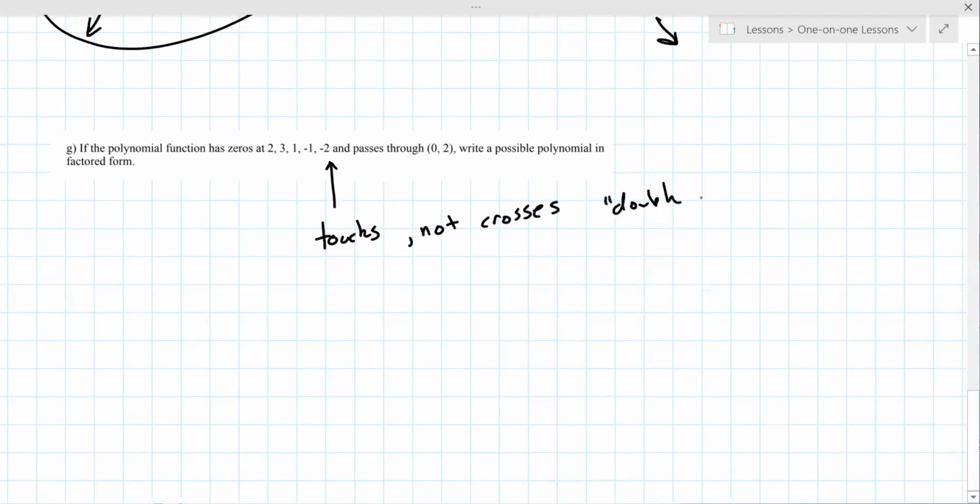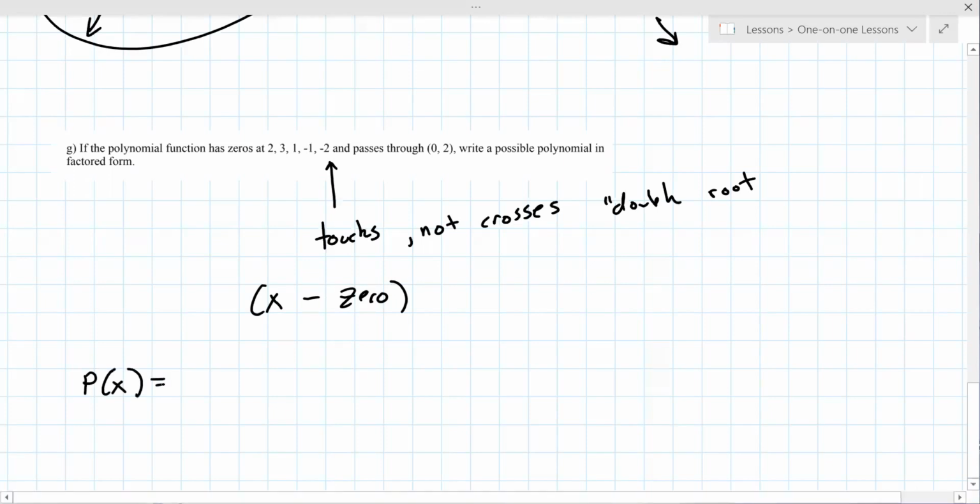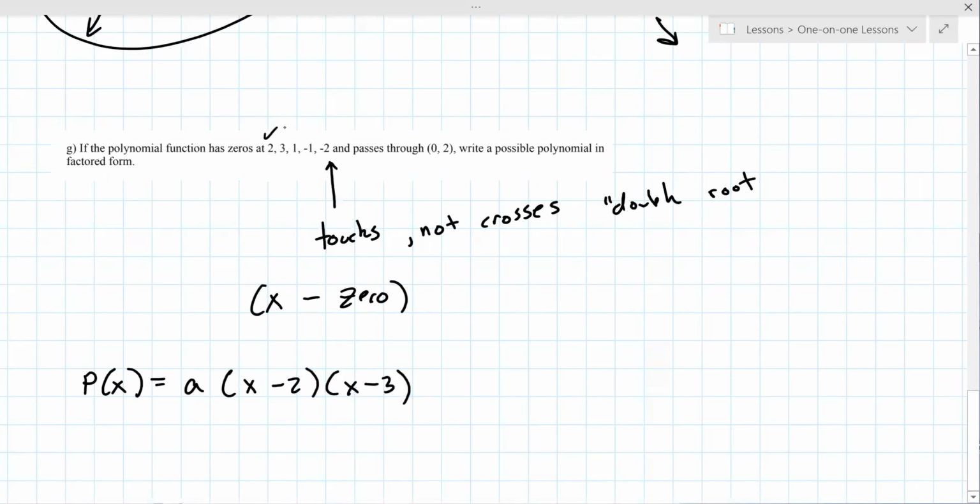Okay. And that means when you write it in factor form, you're always writing x minus the zero, whatever value it crosses or touches at. So for your polynomial function of x, there's always an a out in front. We'll talk about that. And then it's x minus 2, x minus 3. That takes care of those two. X minus -1 is really x plus 1. X minus -2 is x plus 2, but as I mentioned, that's the double root, so you put a little squared there. Oh, okay. Okay, so that's important.